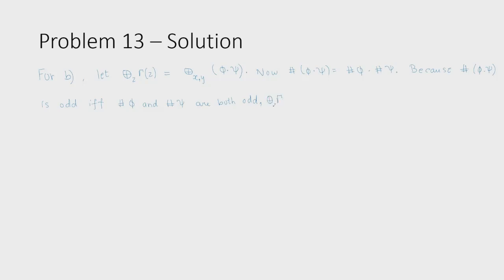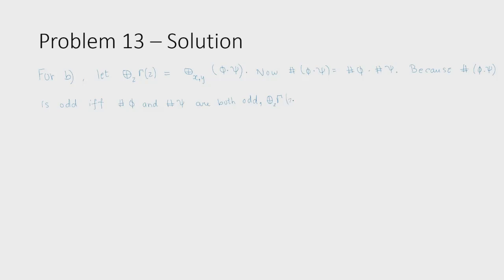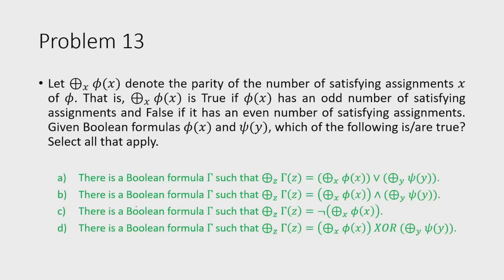So parity_z gamma(z) is the required formula. This proves that B is correct. Now let's look at option C.